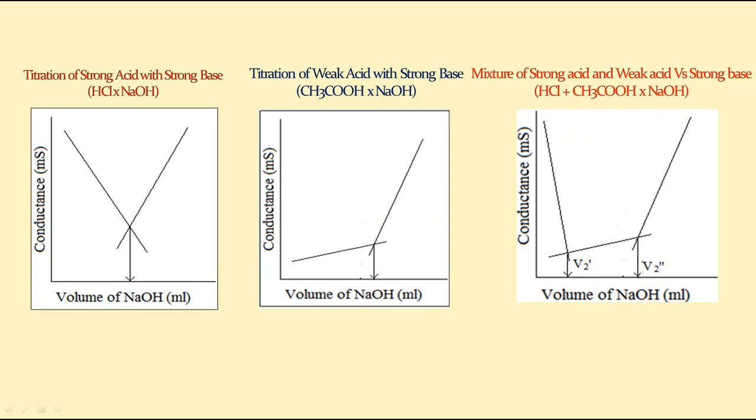Whereas for the third one, mixture of strong acid and weak acid, initially the conductance is contributed by only HCl, so the conductivity falls as the H plus ion concentration decreases. After HCl is completely neutralized, acetic acid comes in turn and starts reacting, which increases the conductivity slowly. After acetic acid neutralization, there is a clear increase in the conductivity due to the hydroxyl ions. These three types of graphs are very important to remember.